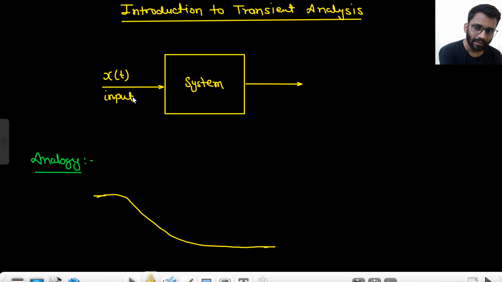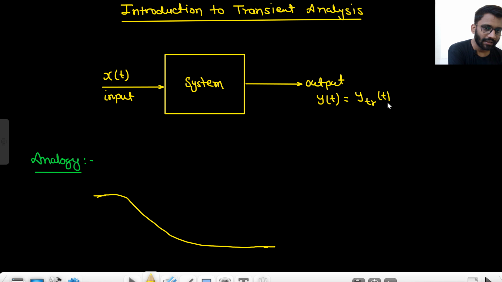I will have some output. I am applying some input to the system, and I will have some output. I am calling that output y(t). So y(t) generally has two responses. One is the transient response and the second is the steady state response. You generally have two responses, transient and the second is steady state.